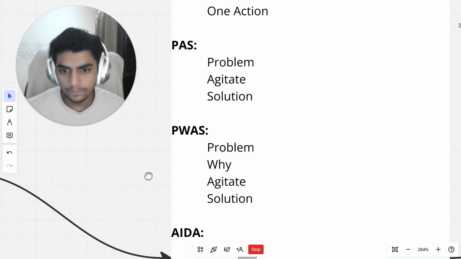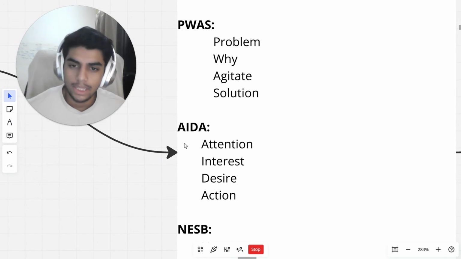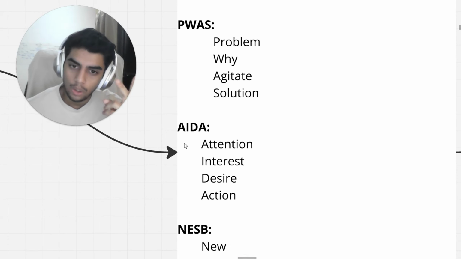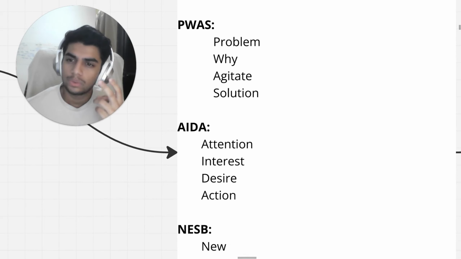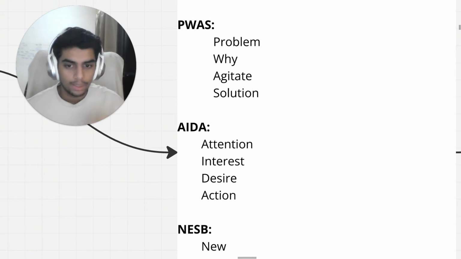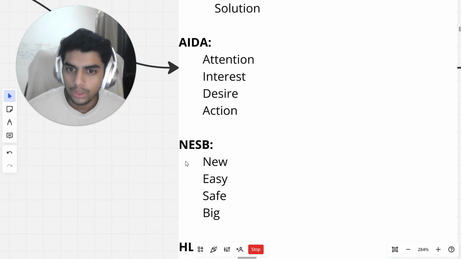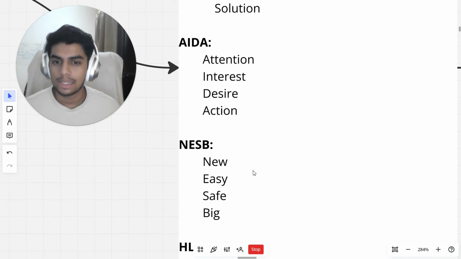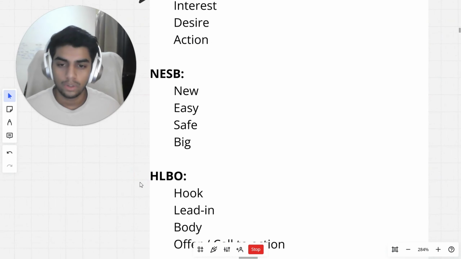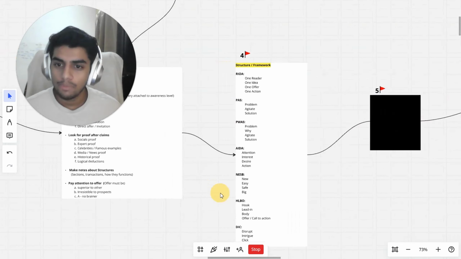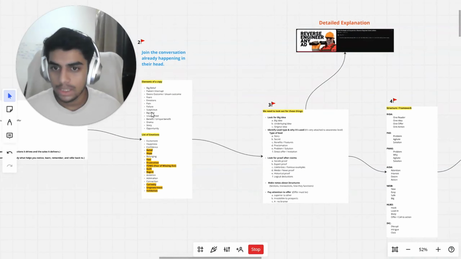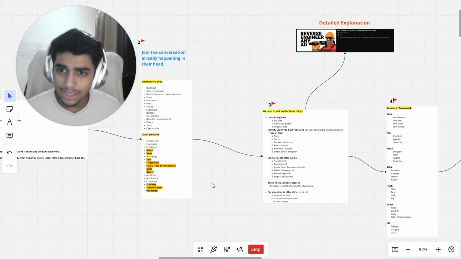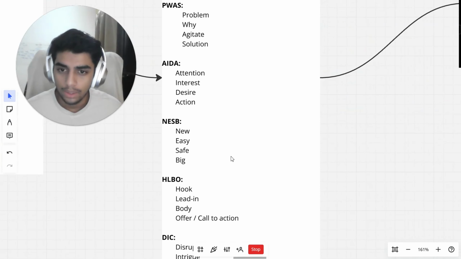Next thing, AIDA. AIDA is where you grab their attention, you show them their interest, you call out their desires, and you get them to take action. And then NESB, the new, easy, safe, and fit. These are again another four emotions which we are going to talk about. Again, I'm following a structure. First you need to remember this, then you can come back to it.